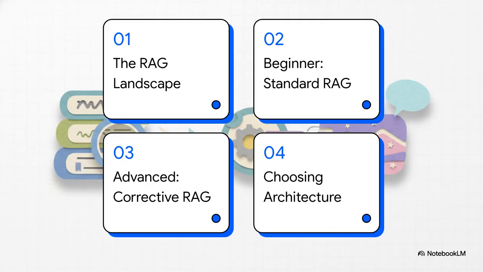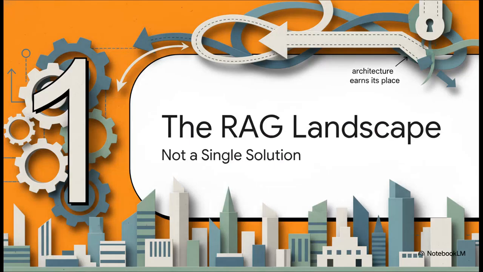So here's our roadmap for today's explainer. First, we'll map out the overall RAG architecture landscape. Second, we'll look at the beginner level with standard RAG. Third, we'll level up to the advanced stuff with corrective RAG. And finally, we'll talk about choosing the right architecture for your needs. Let's kick things off with Section 1, the RAG architecture landscape.